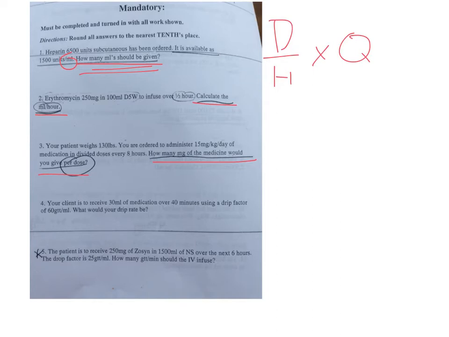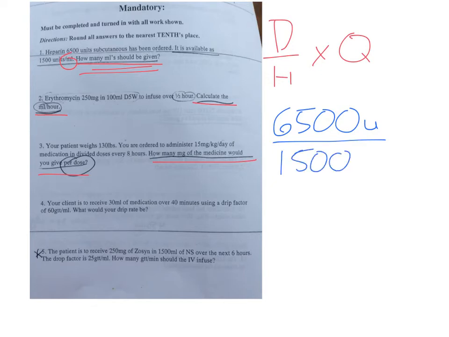So I know based on what's given to me that what's ordered is 6,500 units, and let's just call it U, but it comes in 1,500 units. Remember, that's dose over what we have on hand. Per milliliter, your quantity is your per 1 milliliter. That was what was right over here, the per milliliter. So I should be able to figure out.